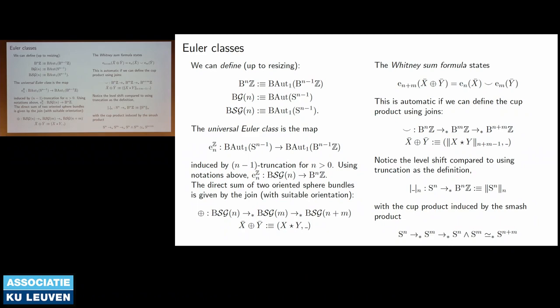Okay, so what would you like to know about these Euler classes? Well, one thing is the Whitney sum formula. So you can take a direct sum of oriented sphere bundles, or just sphere bundles to begin with.